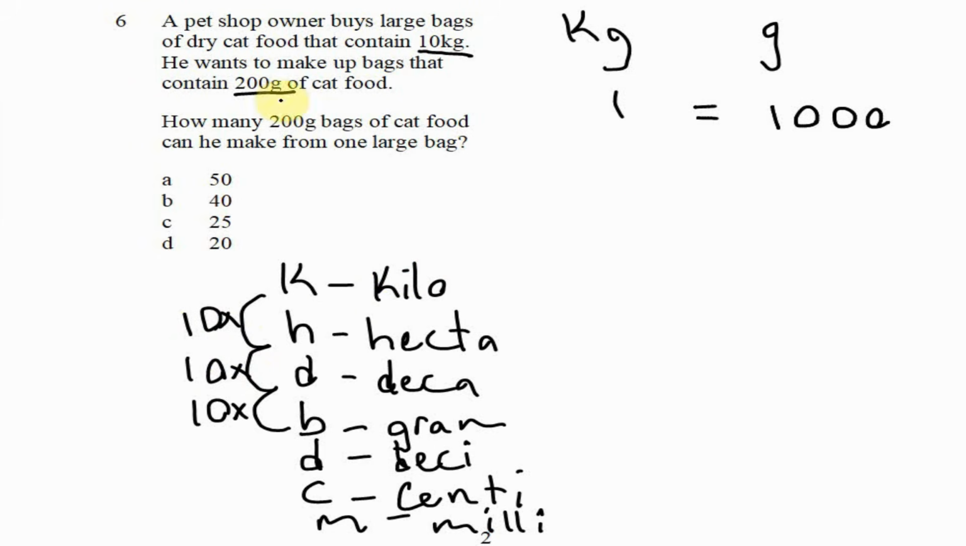Now what we want to convert here, we want to know what is 10 kilograms in grams. So notice I want to find out what is 10 kilograms in grams. The 10 kilograms, I have to put underneath the kilogram unit. And I want to find out what is 10 kilograms in grams.